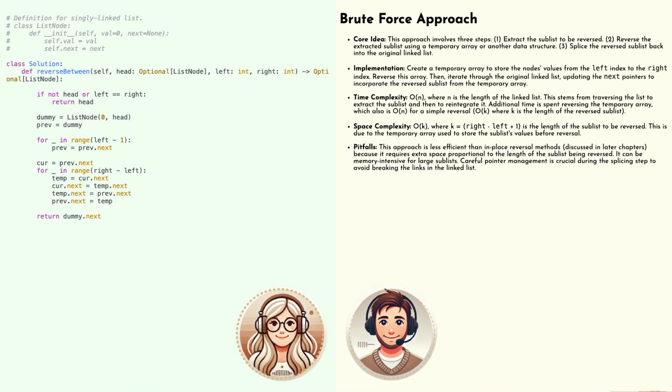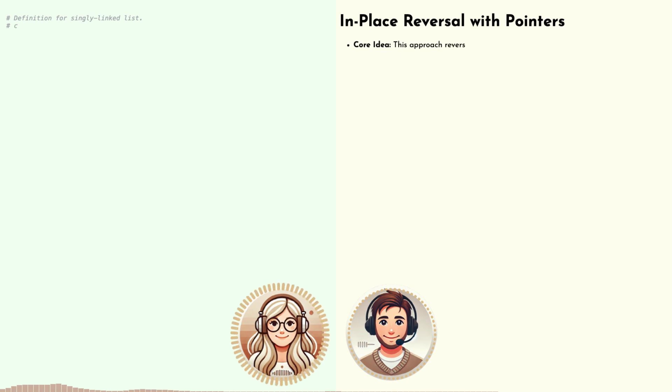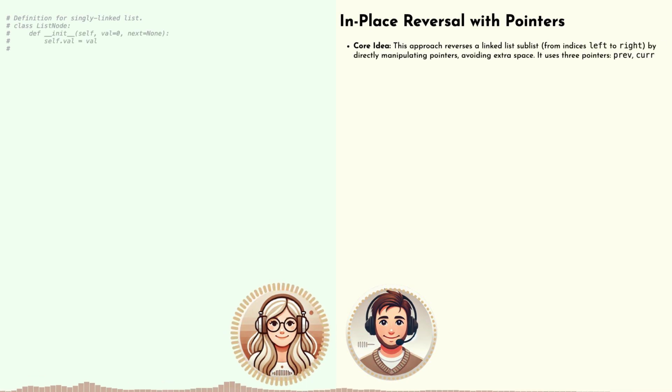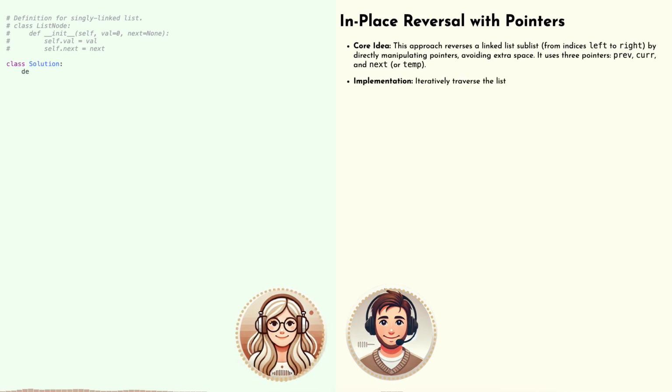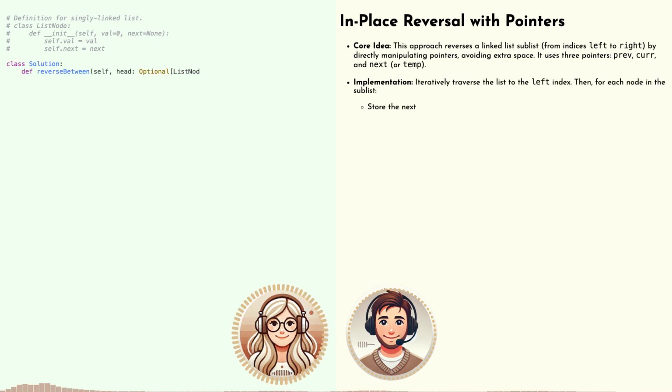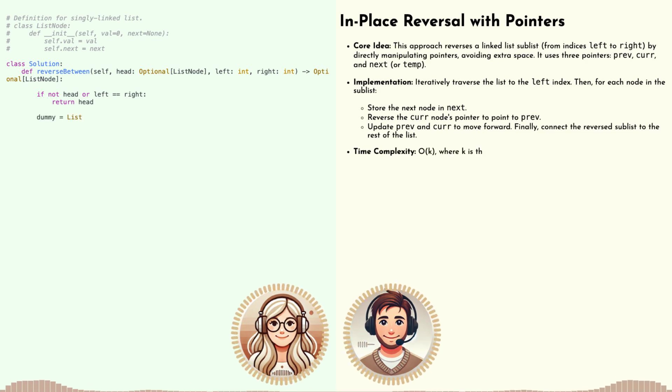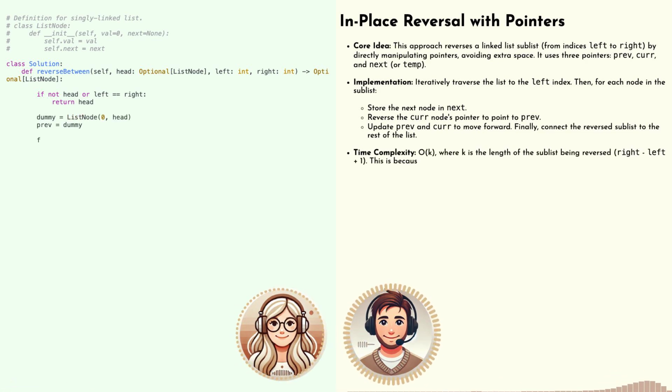Is there a way to reverse the section directly within the linked list itself without needing that extra storage? You're thinking like a true coder. And yes, there is. That's where things get really clever. We can do what's called an in-place reversal. That means we're just manipulating the pointers within the linked list. In place, meaning we're not making any copies, no temporary arrays. We're basically rewiring the connections between the nodes on the fly.